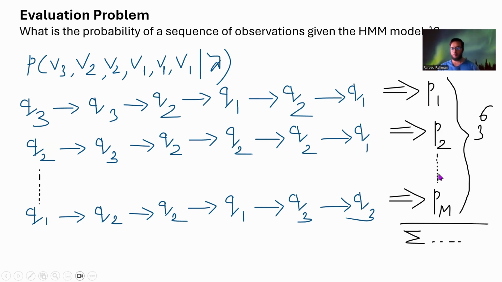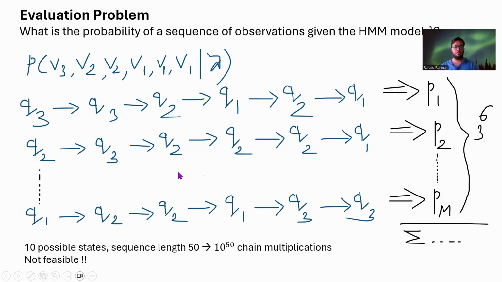If you add up all these probability values, you are ultimately going to get the answer of this. So it seems quite reasonable and quite easy. But the thing is, this is a toy example, and in real life you can have many more states and many more time steps. For example, if you have only 10 possible states and your sequence length is around 50, then you are going to have 10 to the power 50 chain multiplications.